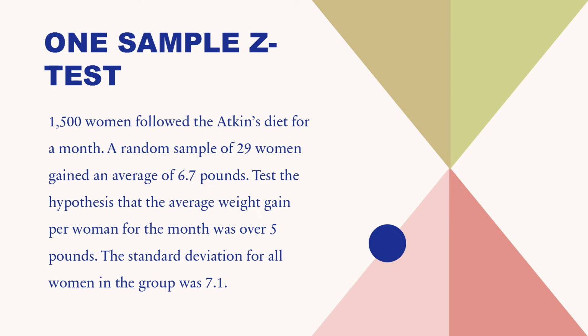Next is our one sample Z test. Now, this is quite a lot simpler when it comes to computations. Next is an example for one sample Z test. Now, one sample Z test, contrary to what was mentioned earlier, is a test we use when we want to see if a certain value or a certain average, in this case 6.7, is greater than a hypothesized value, in this case 5.